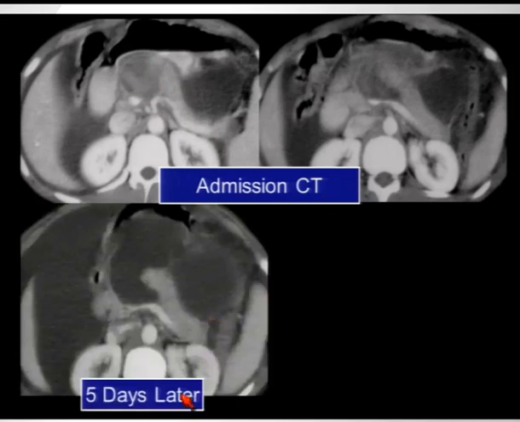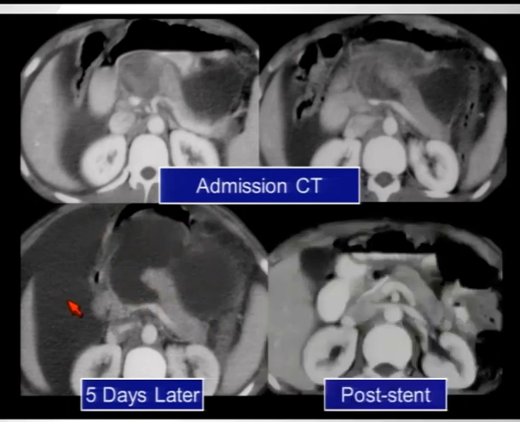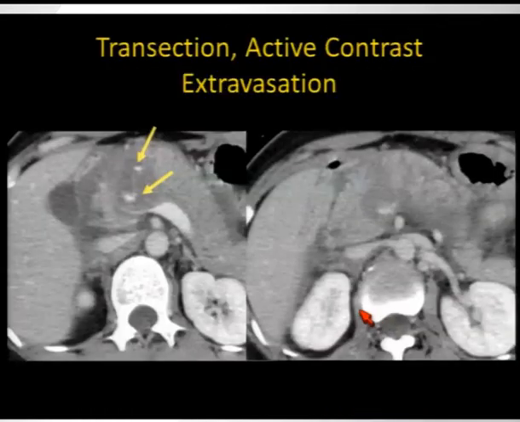The patient was admitted. Five days later, a very large collection has developed within the gland, into the lesser sac, into the major sac of the peritoneal cavity, and the patient underwent retrograde stenting as the only therapy, and also some percutaneous drainages, but did not need any laparotomy or resection of the pancreas.